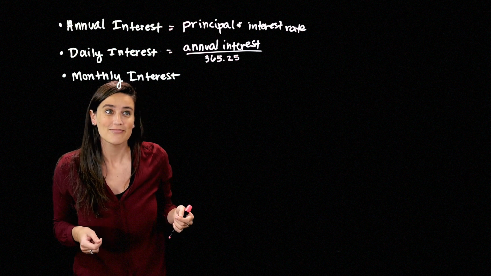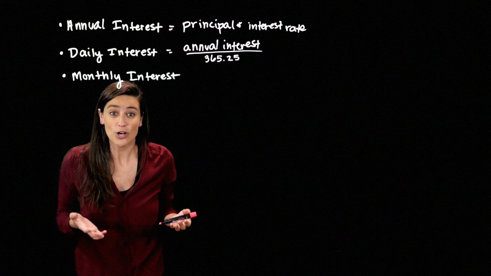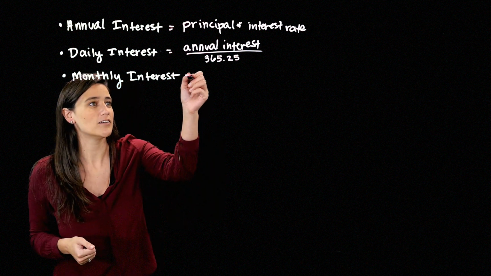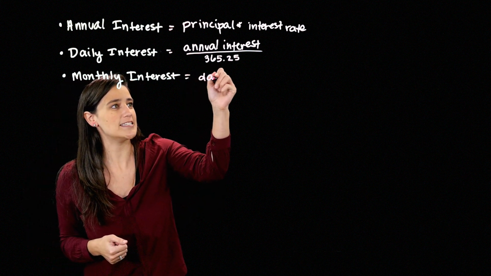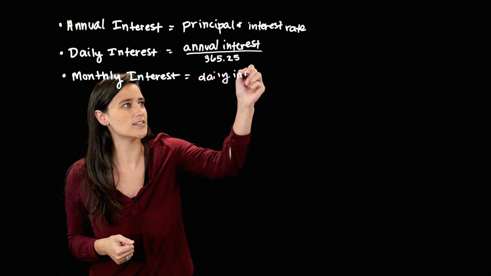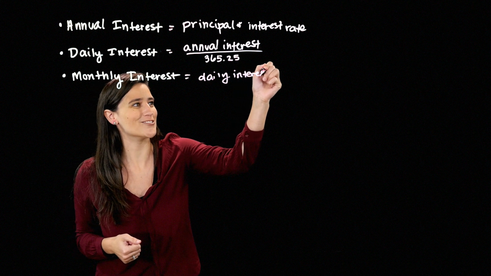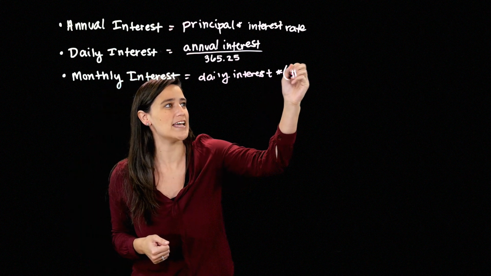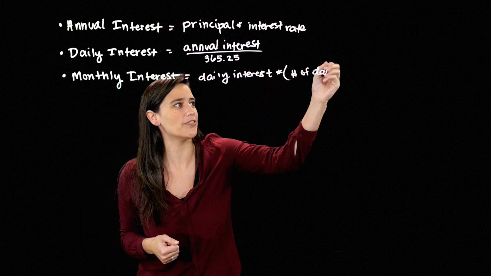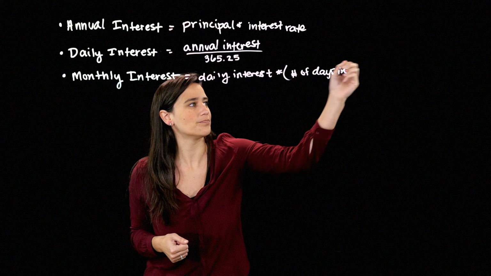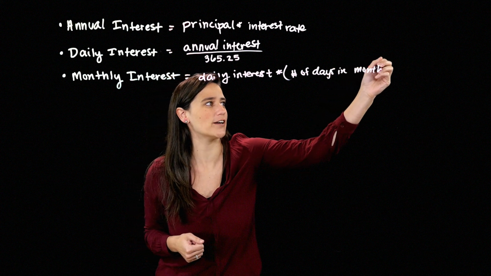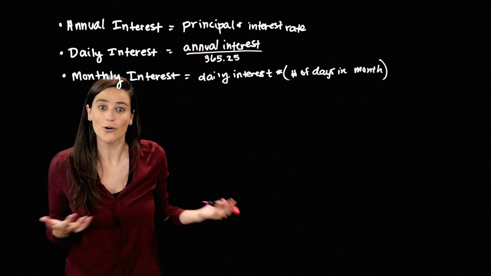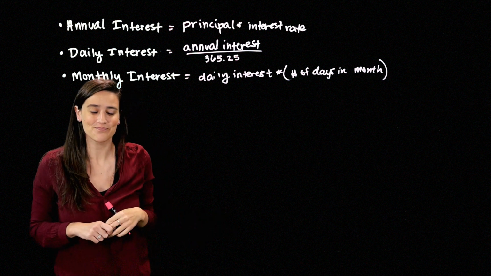If you want to determine the amount of interest you pay monthly, you would take your daily interest, and multiply by the number of days in the month. And that number could vary, 30, 31, or 28 if it's February.